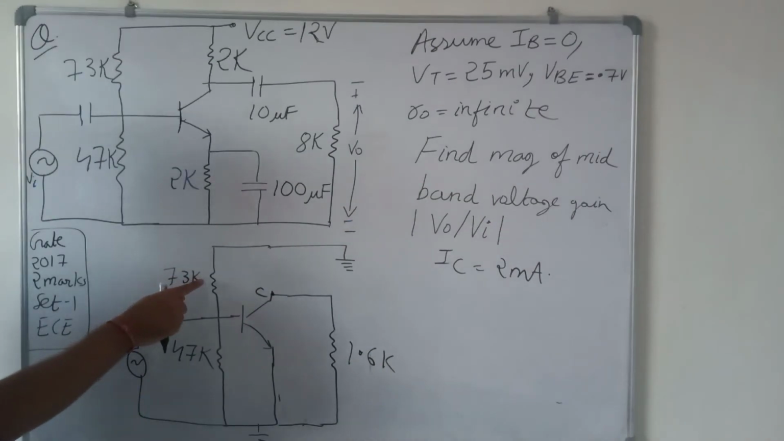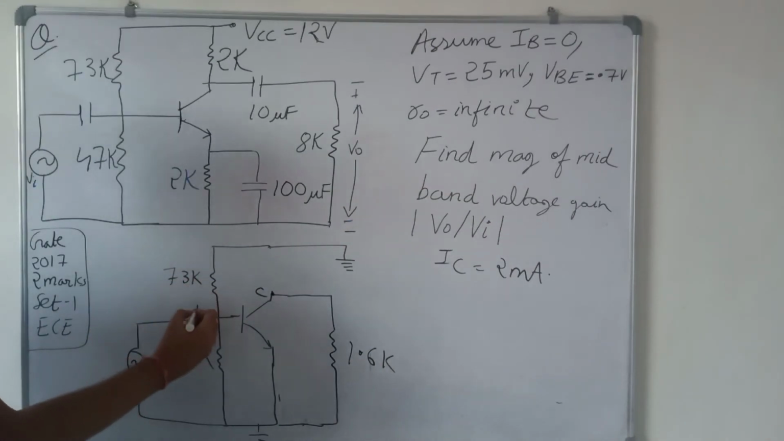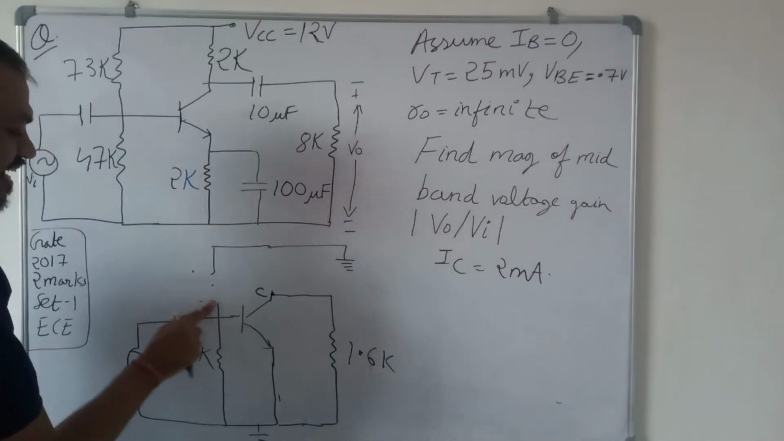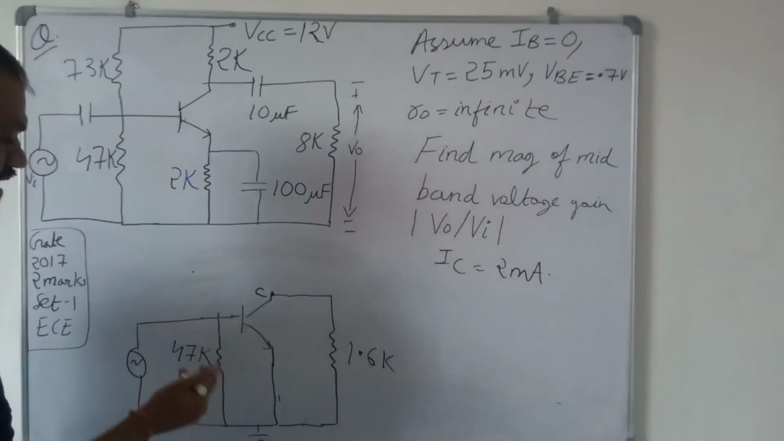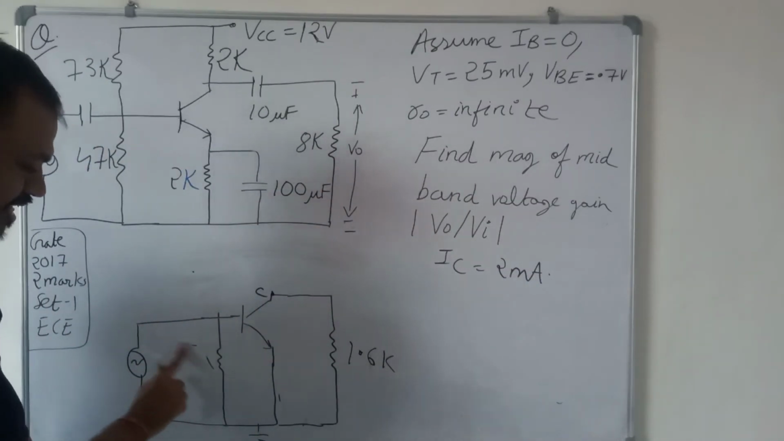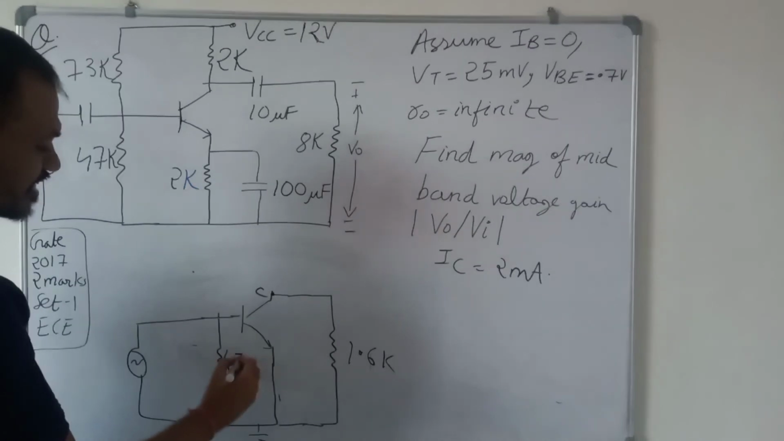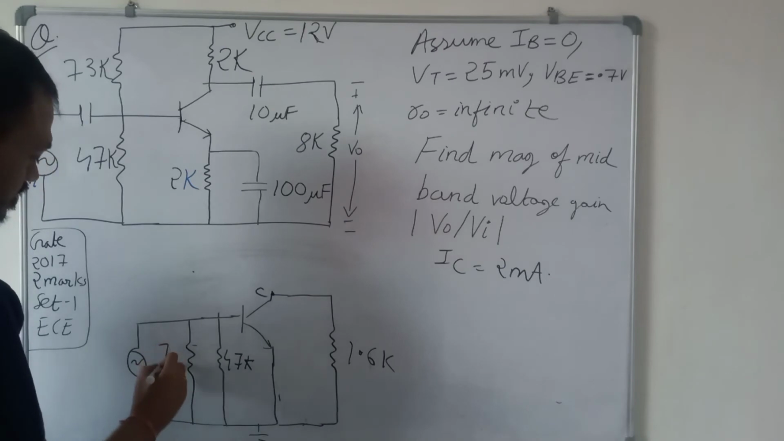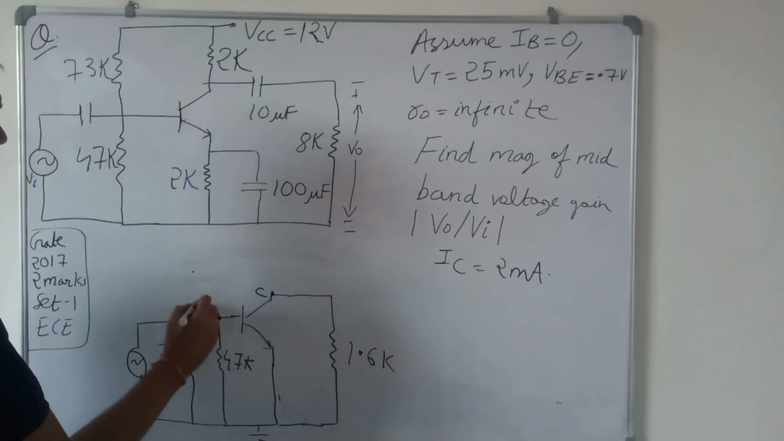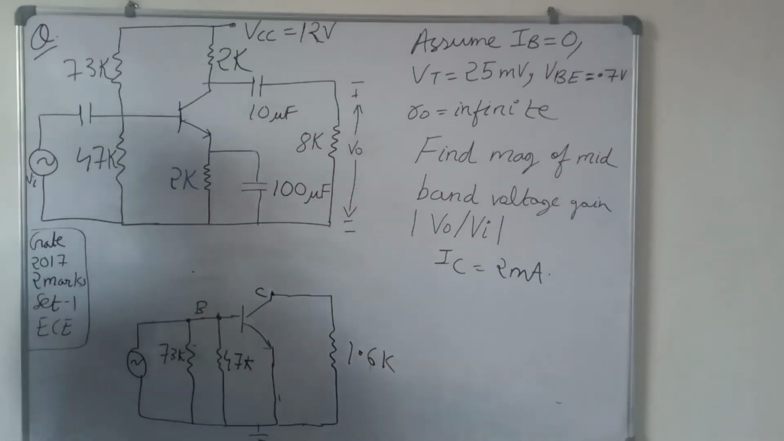Now this 73K is also connected between base and ground because this is the base terminal, and this 47K is also connected between base and ground. So we can remove this 73K also and connect it in parallel with 47K because both 47K and 73K are connected between base and ground. So this will be 73K and 47K. So this is the base terminal. So our circuit is like this.